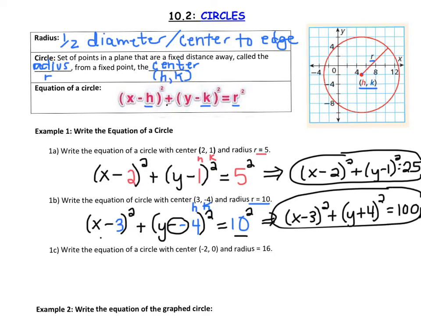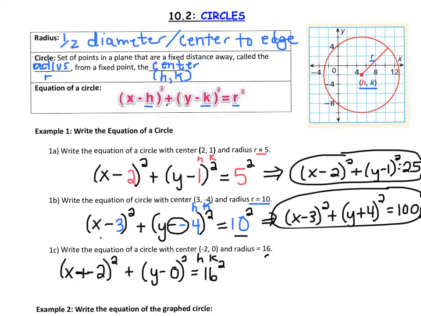All right, and the last one will look something like this. We have h and k, there's r. We'll have x minus negative 2 squared, and at this point, if you'd rather turn that to a plus, that'd be fine. We'll put plus y minus 0 squared equals 16 squared.